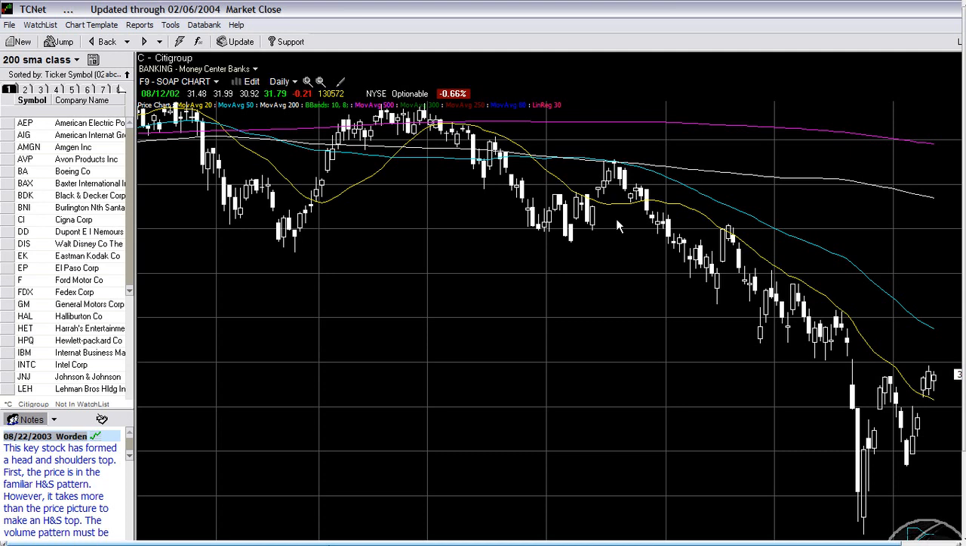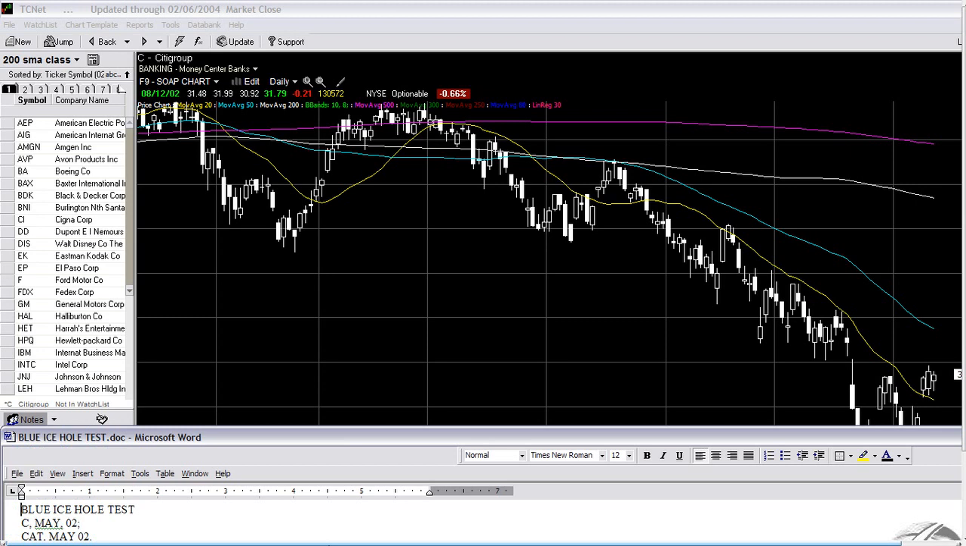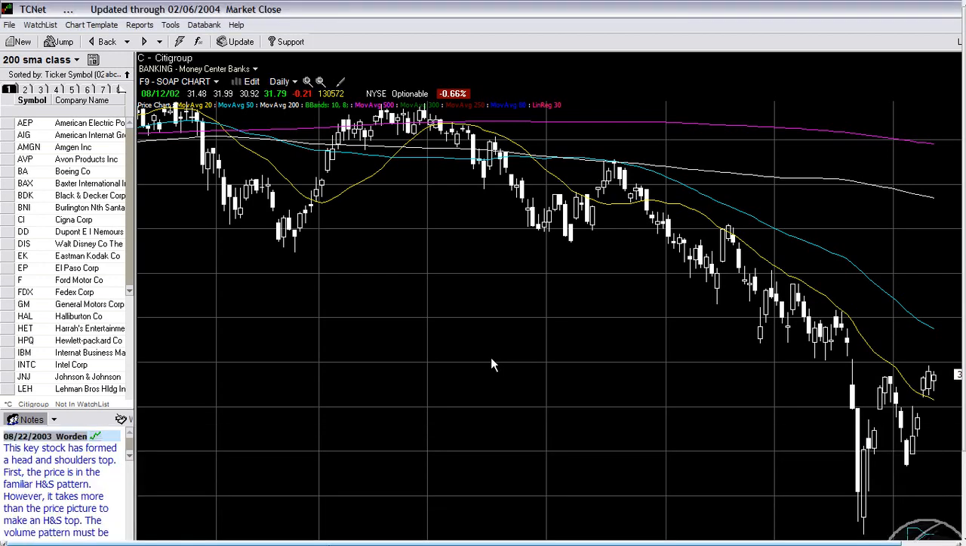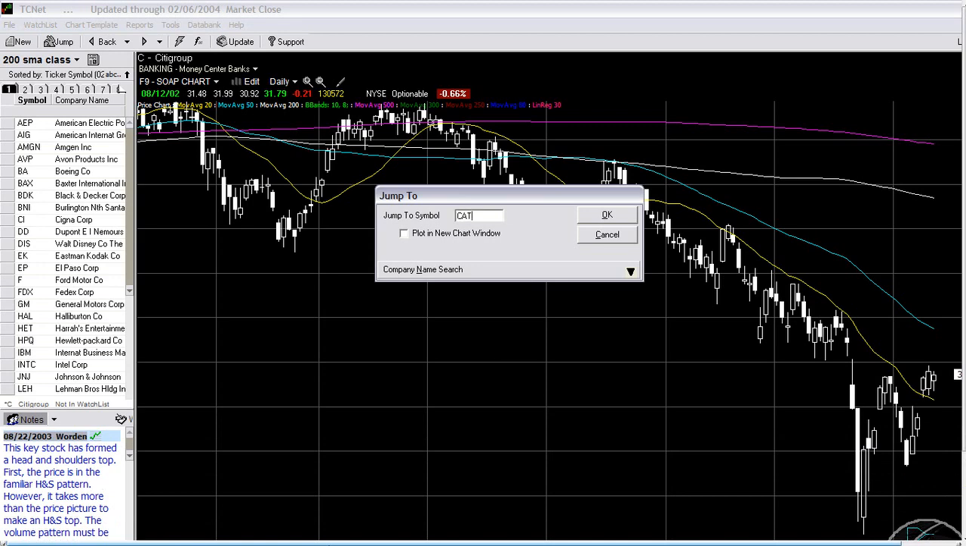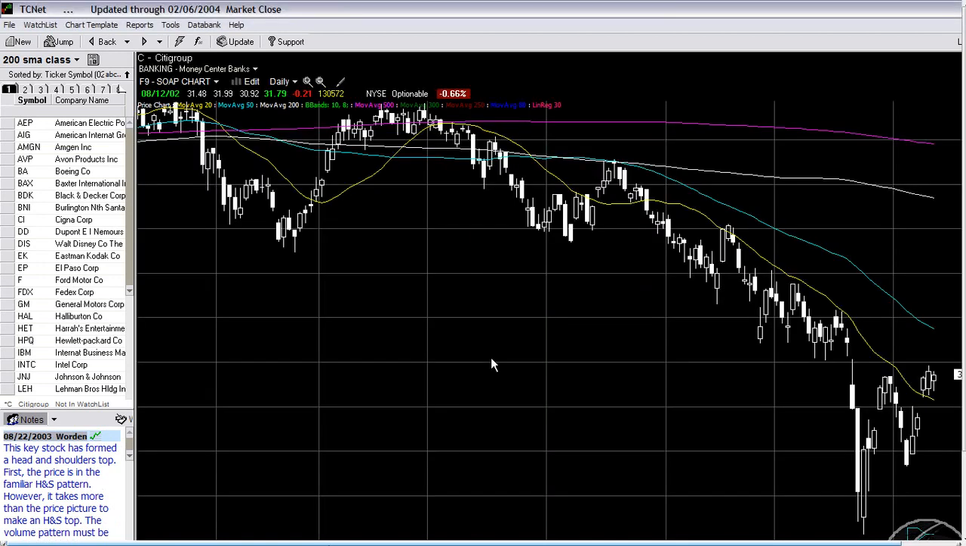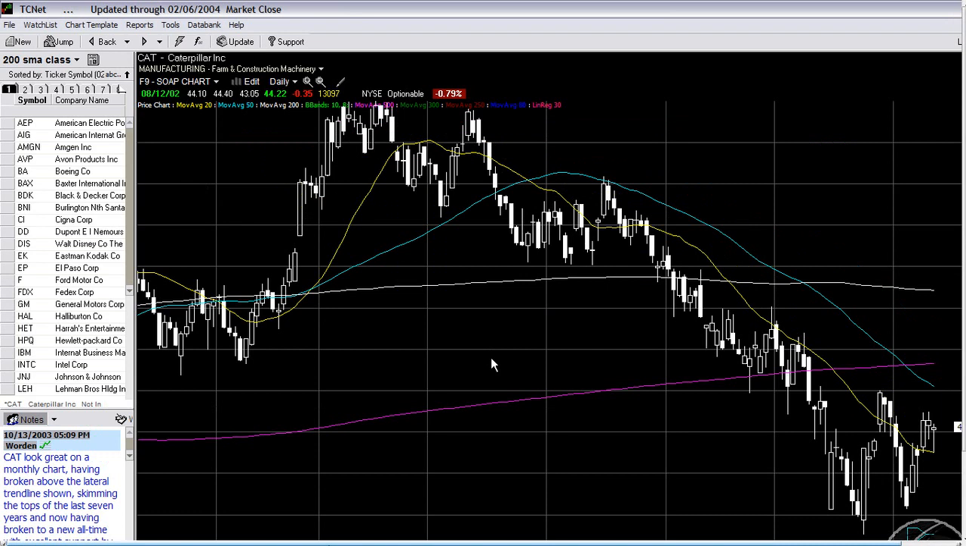Let's look at some more. I want you to learn these patterns. They're very simple patterns to learn, and they happen over and over again. And they aren't just happening to high tech or low tech or no tech. They're happening to all stocks all the time. They're happening to all indexes, all prices, all time periods.